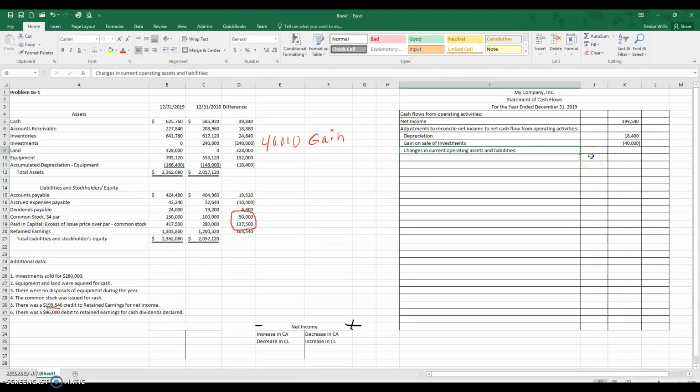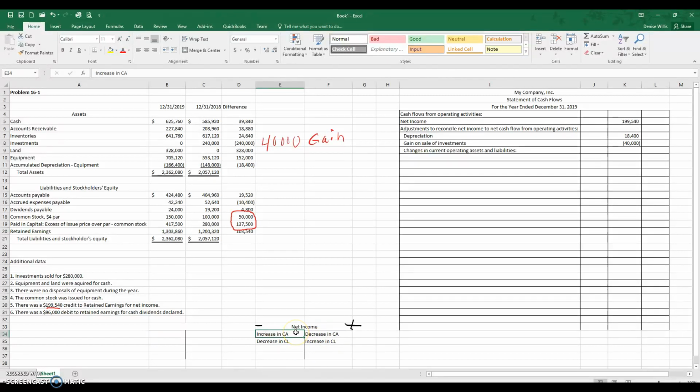Okay, now if you look in your book, they give you a lot of detail on whether you add or subtract these changes in current operating assets and liabilities. I have summarized it right here. Everything the book has is correct, but I can summarize it here. They say something like an increase in accounts receivable is going to be subtracted from net income, an increase in inventories, whatever. So I'm just summarizing it.